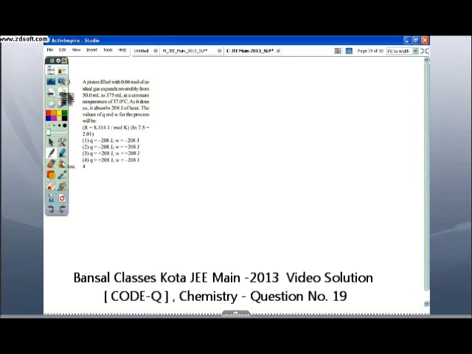A piston filled with 0.04 mole of an ideal gas expands reversibly from 50 ml to 375 ml at a constant temperature of 37 degrees Celsius. As it does so, it absorbs 208 joule of heat. The value of Q and W for the process will be? R is 8.314 joule per Kelvin per mole and ln 7.5 is equal to 2.01.